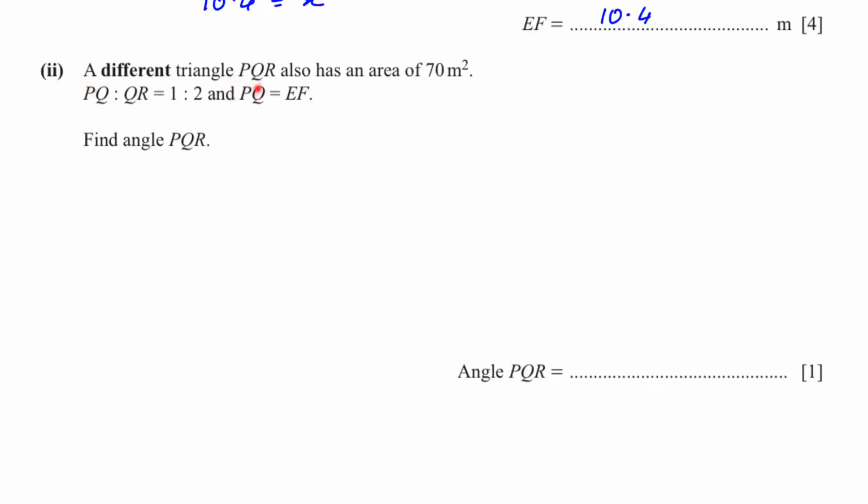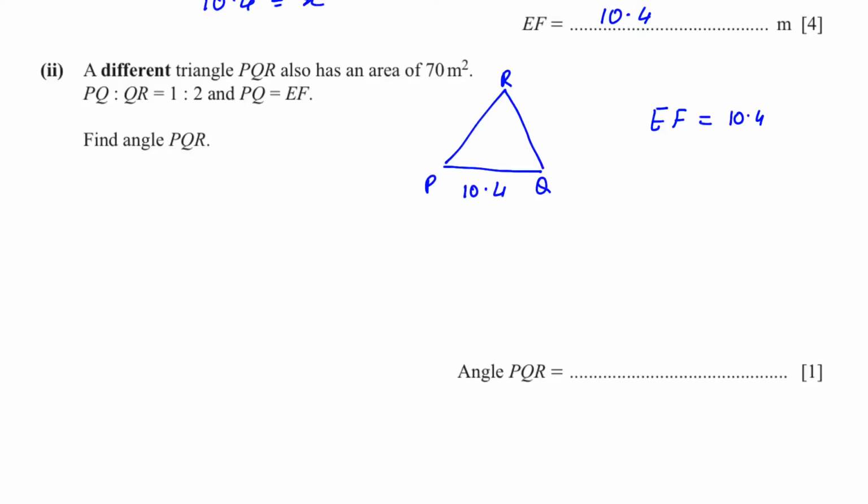A different triangle PQR also has an area of 70 square meters, and PQ is in the ratio to QR of 1:2, and PQ is equal to EF. Find angle PQR. Again, we'll draw the triangle. So this is PQR. PQ is equal to EF. So EF was 10.4. Therefore, PQ is also going to be 10.4.